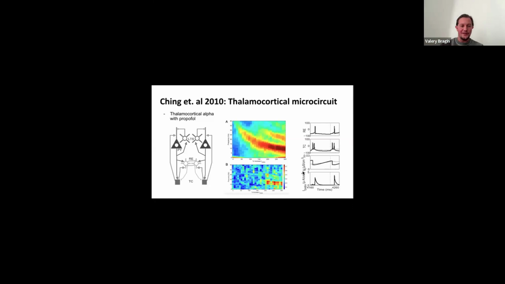So here, just showing these intrinsic ionic currents, due to the intrinsic time scales of the effect of these currents, it prefers alpha, and the thalamocortical alpha becomes more coherent with high propofol. And then yes, this is actually quite early work, and I think it was extended more recently by others. And in our model, which I'll show, we also employ these kinds of mechanisms.